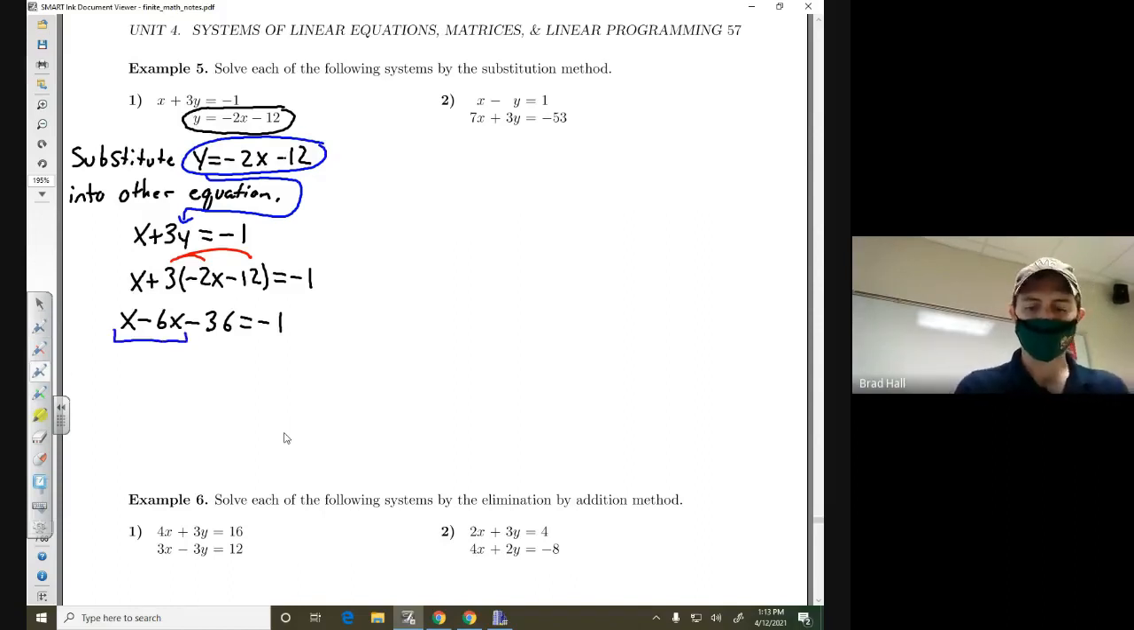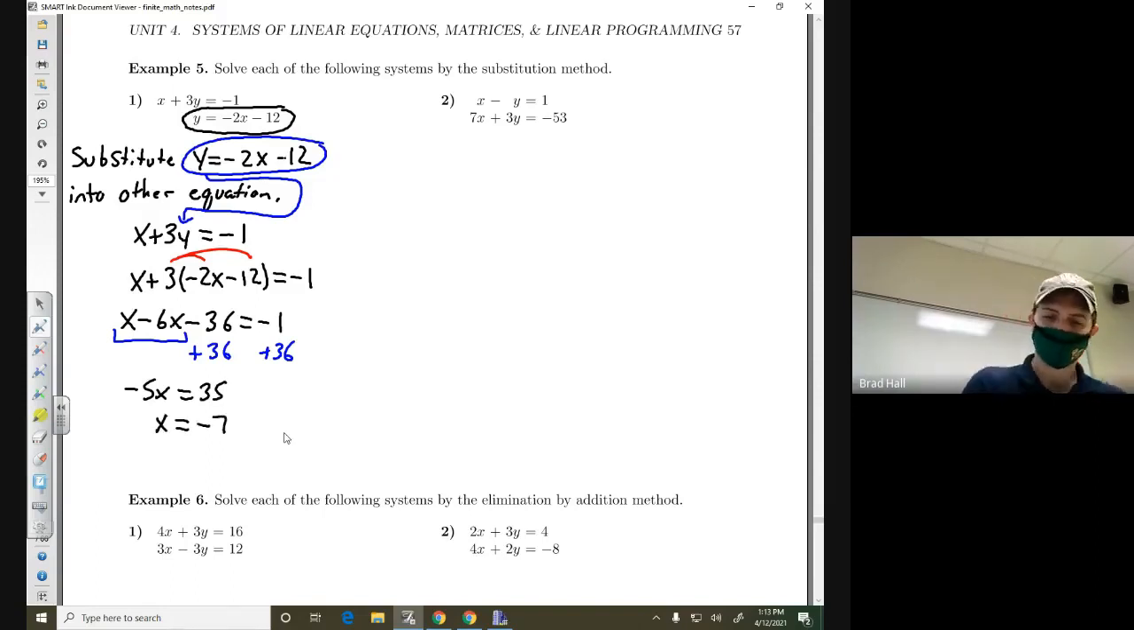Well, we have x minus 6x as like terms. We need to add 36 on both sides to get the other like term. So that's negative 5x is equal to 35. Or in other words, x is negative 7. So we just found the x value.